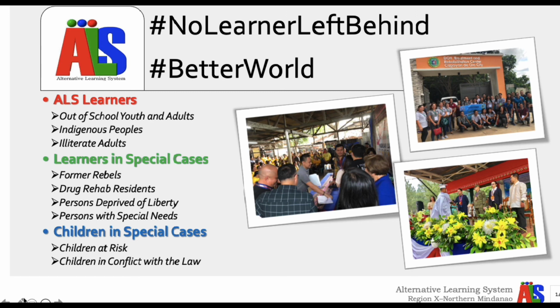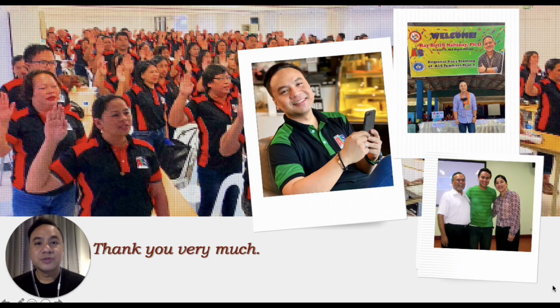We have the former rebels. We have the drug rehab residents. We have persons deprived of liberty, persons with special needs. And then we also have learners who are children in special cases, particularly the children at risk and the children in conflict with the law. So in the alternative learning program, we have learners coming from all walks of life.